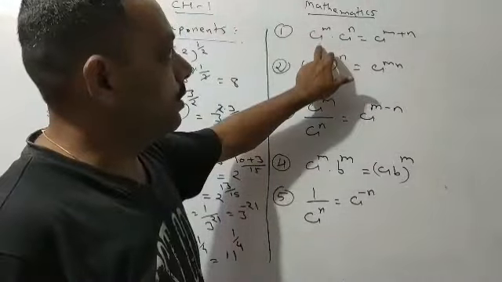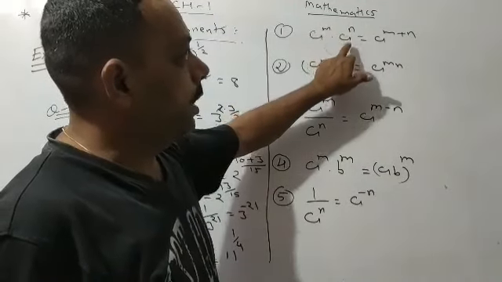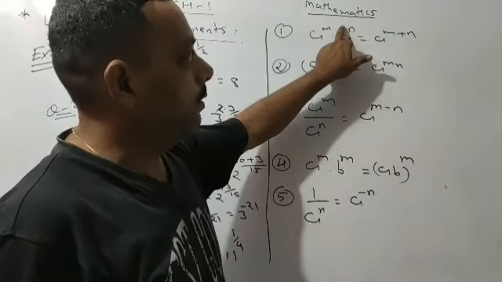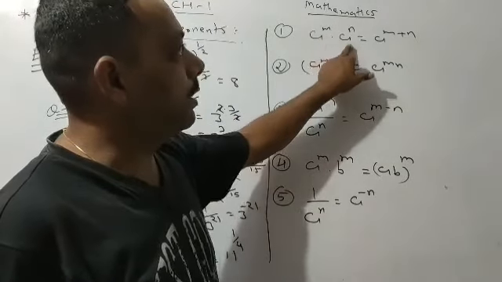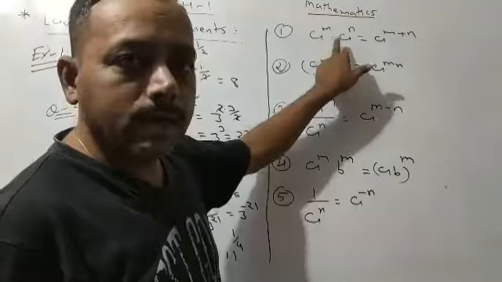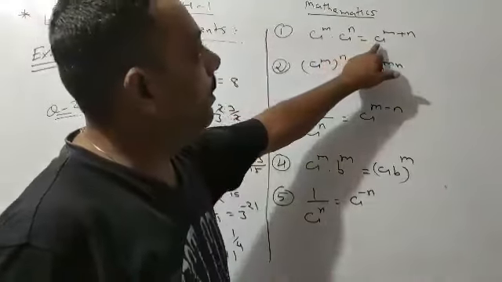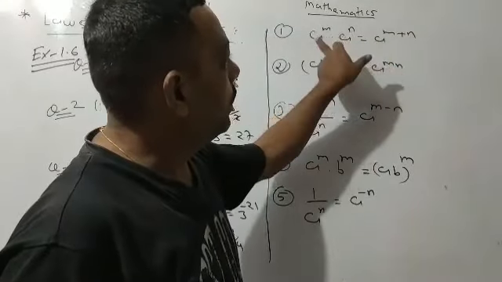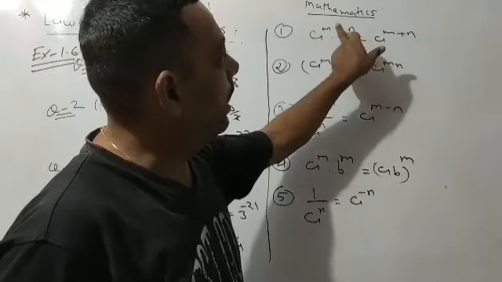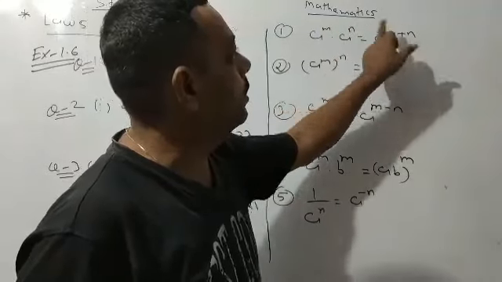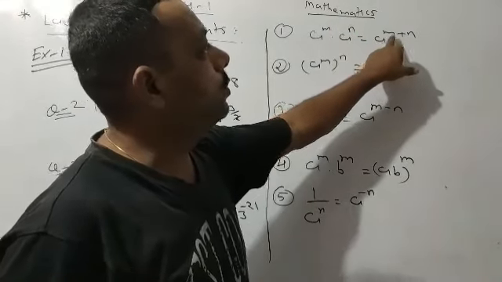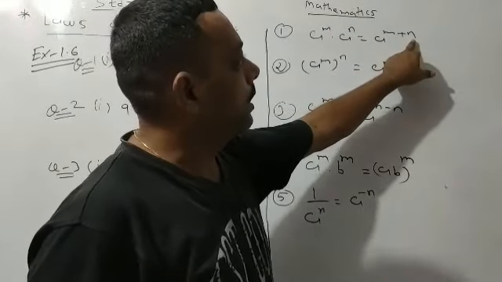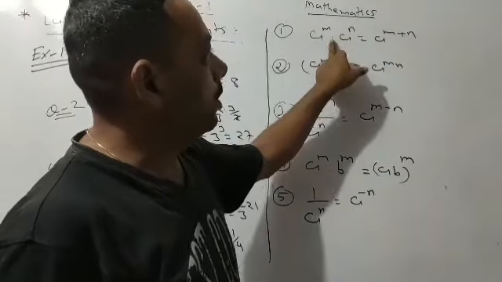See the first rule, a raised to m into a raised to n. We know that both the products have the same base a. So when the bases are the same, we add the powers. With common base a, we add the power, that is m plus n. So a raised to m into a raised to n is equal to a raised to m plus n. Now, here it is product.